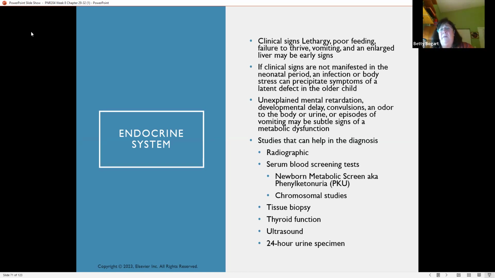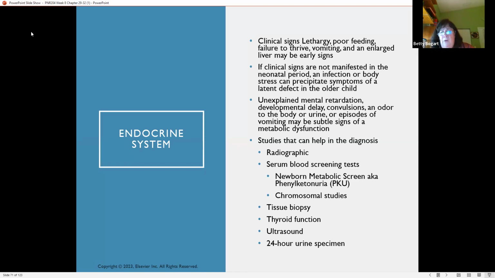So, unexplained mental retardation, developmental delay, even convulsions, sometimes hormones, if you don't have them, can cause these problems. And then this odor, this could be DKA, right? This could be a blood sugar problem that goes on. So you're getting all these little symptoms, and what do you need to do? Well, we can do an x-ray if something is bothering them, but it's more of doing those blood tests.